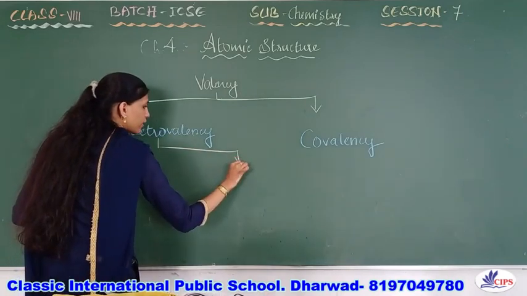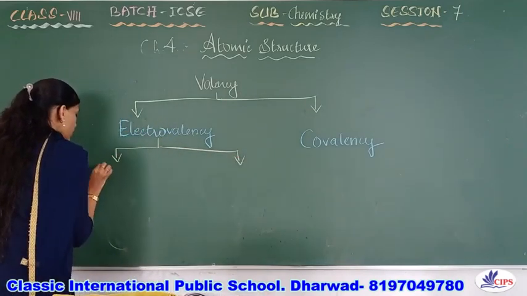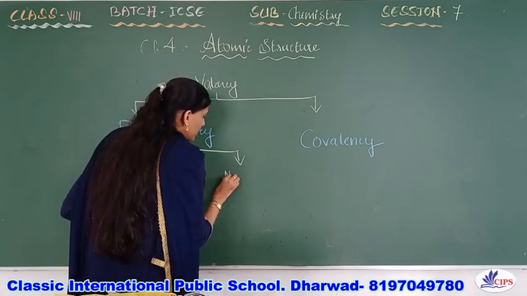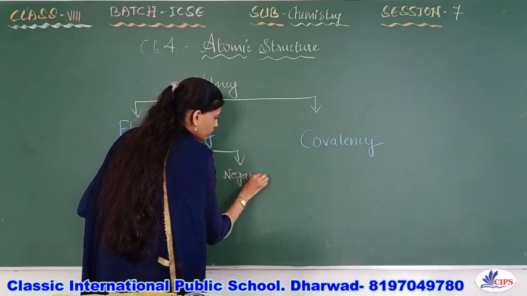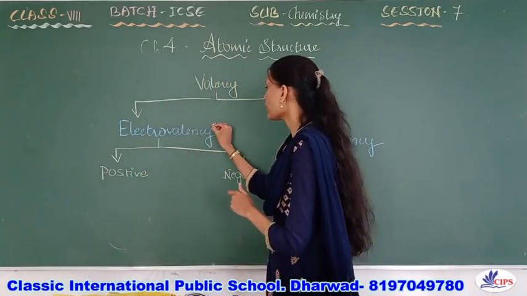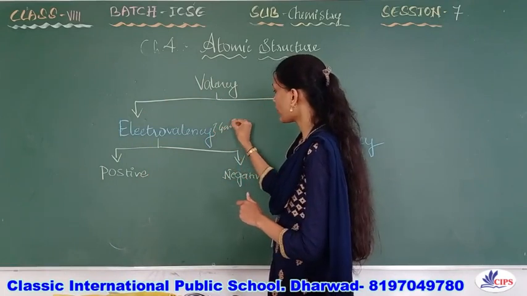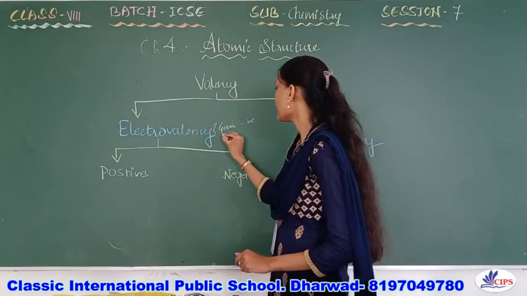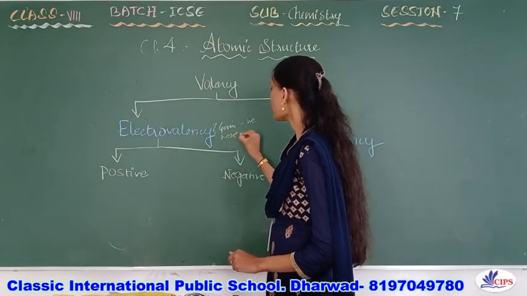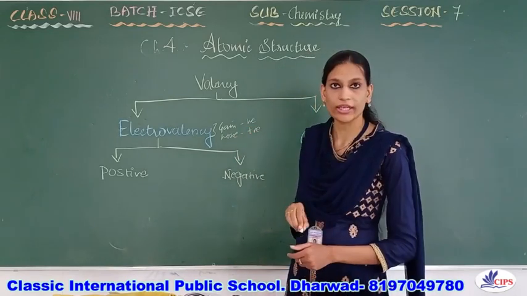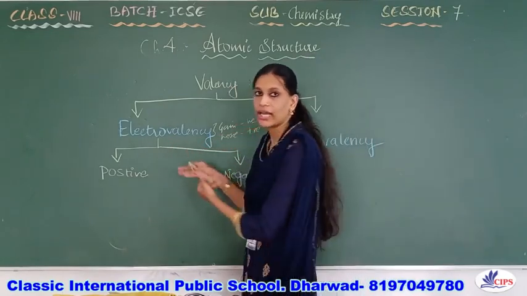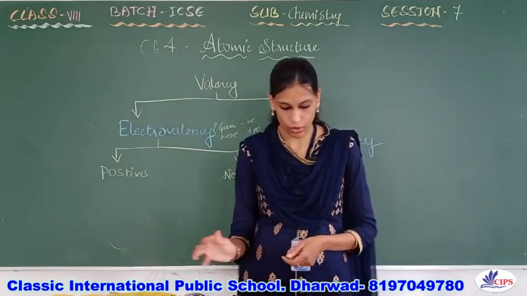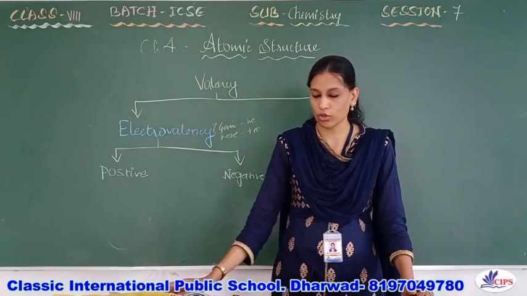Electrovalency can be further divided into positive electrovalency and negative electrovalency. Usually electrovalency has what? When they gain, what happens? They become negative. And when they lose, they become positive, right? So that only we are dividing here as positive electrovalency and negative electrovalency.